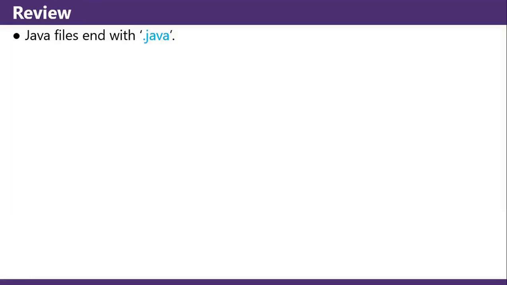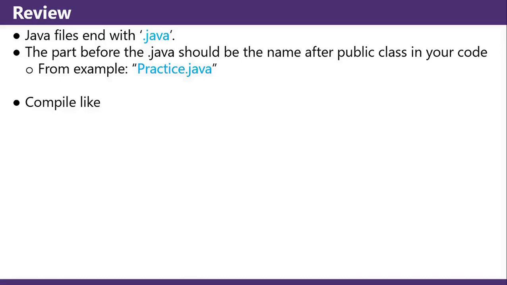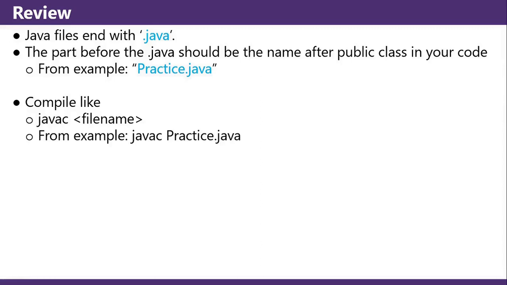Review: Java files end with .java. The part before the .java should be the name after public class in your code. For example, the file name was Practice.java. Compile like javac file name. From the example code, javac Practice.java.